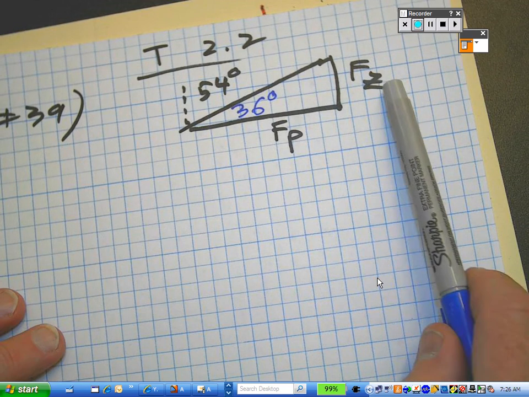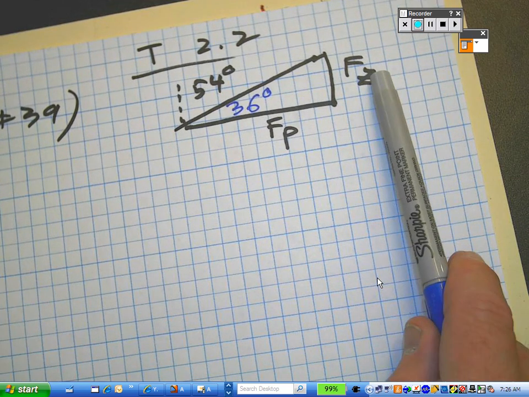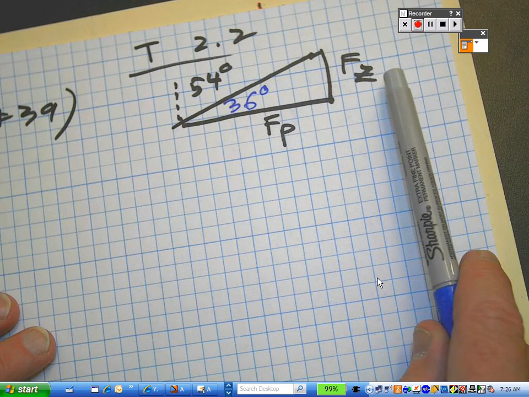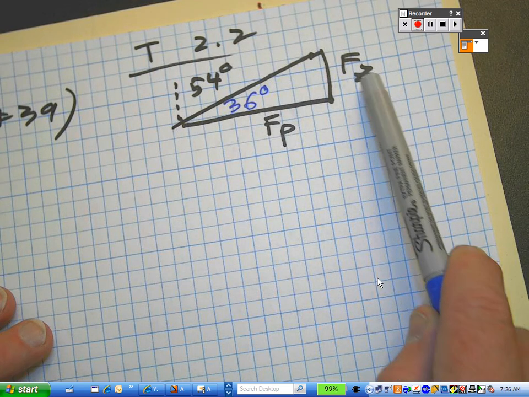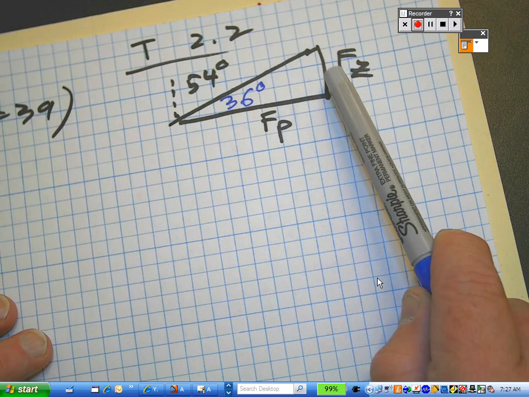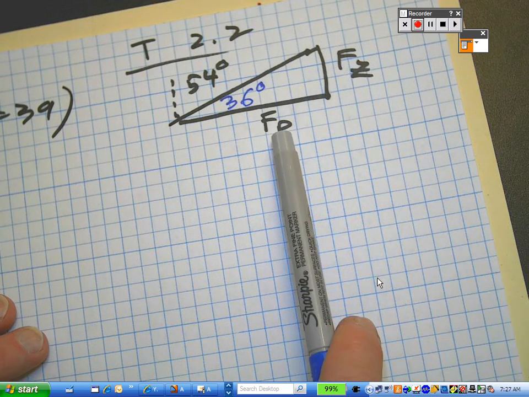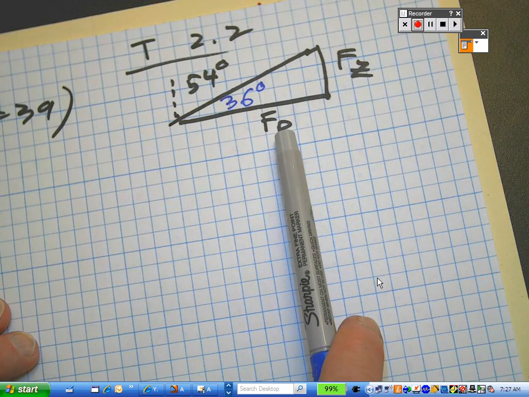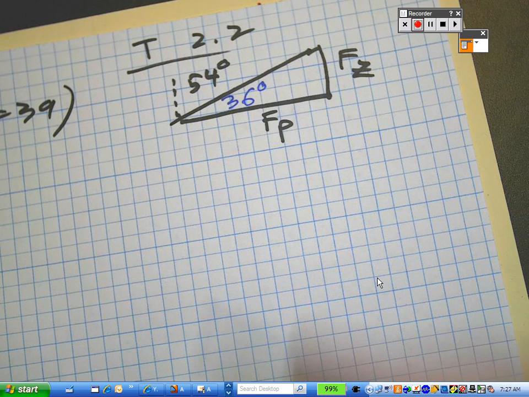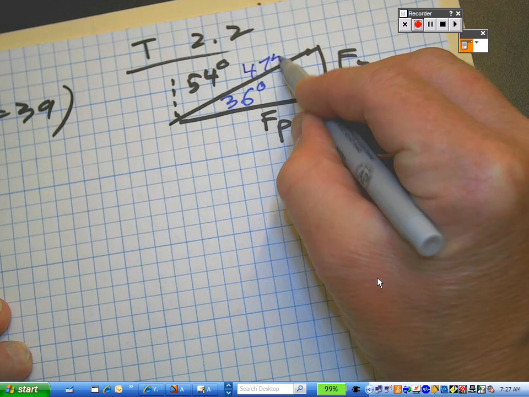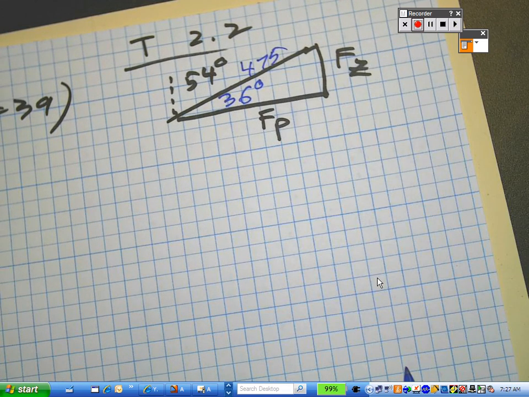The vertical part we'll call F sub z, and F sub z is going to be the opposite side. You can find that by trigonometry. F sub p would be the adjacent side. You can find that also by trigonometry. No reason you can't find that one, since we know that the hypotenuse is 475. That'll help a bunch to start that one out.